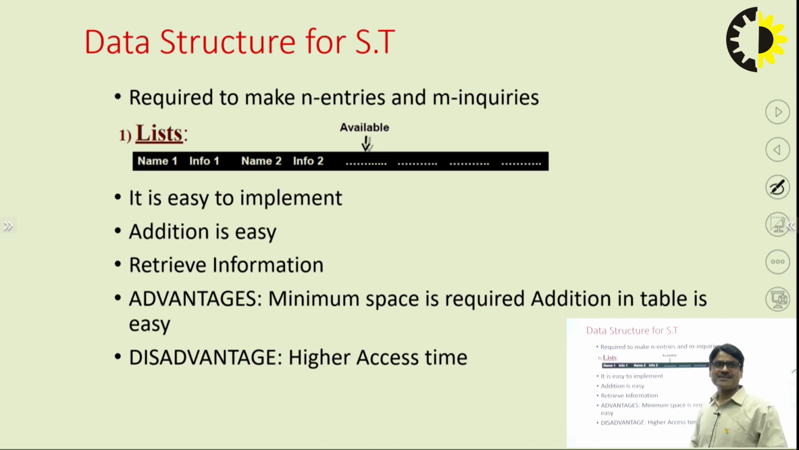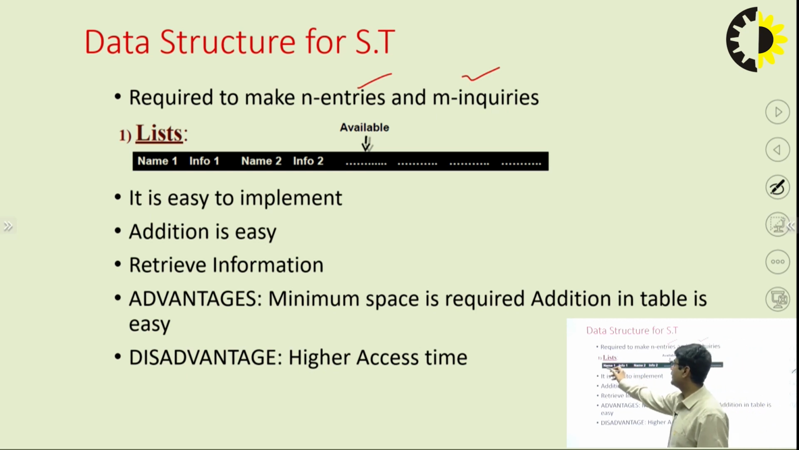Now we have to start the data structures. The different data structures of the symbol table are, the first one is the list. It is required to make n entries and m inquiries. That is the basic phenomenon, not related only to the list. Whatever entries are there and whatever inquiries we require, we have to fulfill both requirements. So if you are talking about a list, you have to see that name 1, data 2, and this is basically the available place.